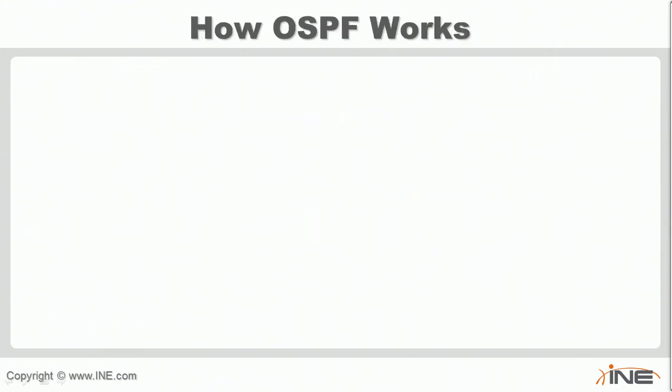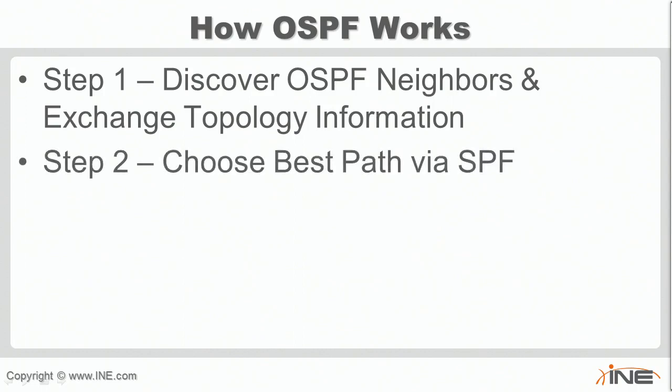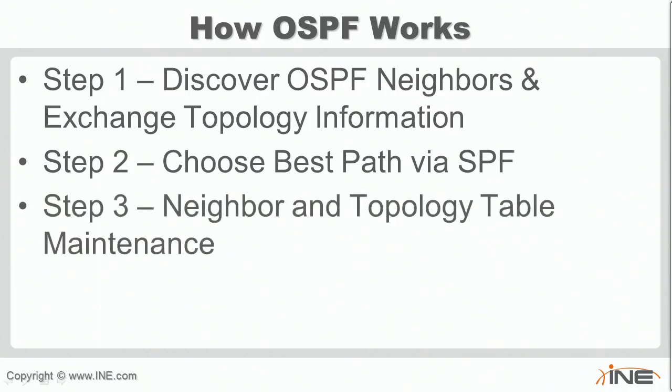Specifically, the first step to get this to work in OSPF is going to be to figure out who are the neighbors. So we need to figure out who are the routers that want to run OSPF with us, and we need to exchange the topology information with them to tell them what are the different states of the links. Once we do that, we can choose the best path, and we do this by running the shortest path first algorithm. Then we go through basic neighbor and topology maintenance, just like in EIGRP. If there is a change in the network later, OSPF needs to learn about this.